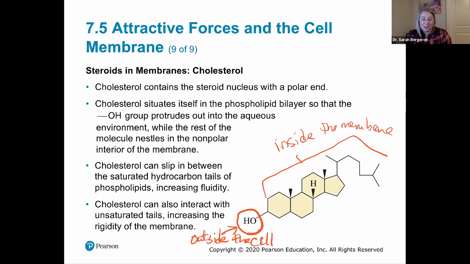So the rest of the molecule sticks inside of the membrane, and that's the nonpolar part. And that makes sense because it's trying to get away from the water. If you have a low amount of cholesterol, the cholesterol will slip in between the hydrocarbon tails inside of your membrane and can increase fluidity of the membrane. But if you get too much, it'll actually have the opposite effect, and it'll make the cell membranes very, very rigid. So it's an important balancing act for how much you're supposed to have inside the cell.